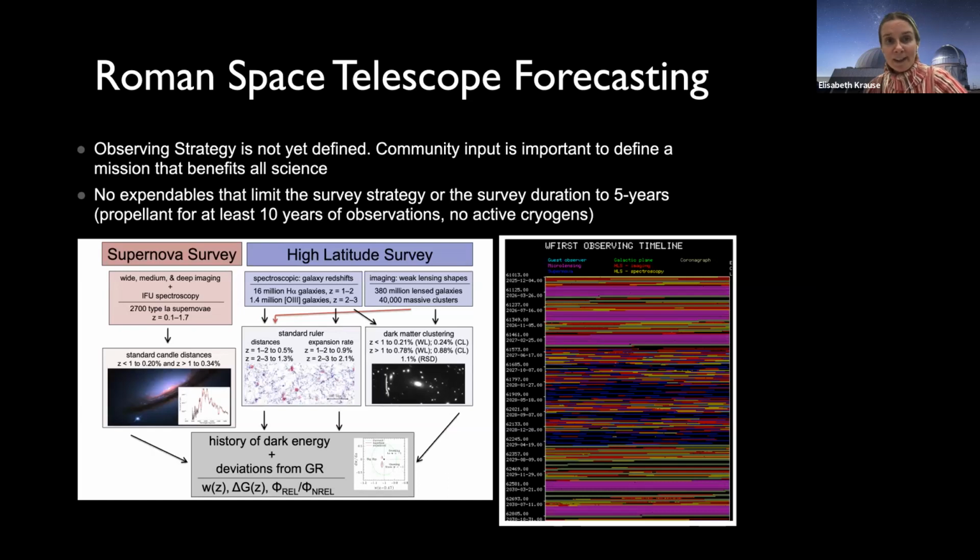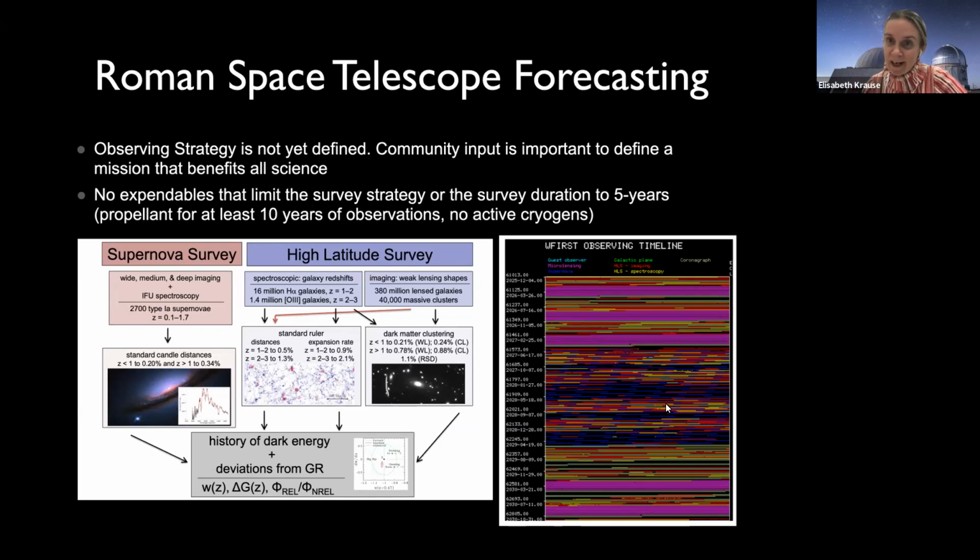I want to go into some more detail here now on the forecasting for the Roman High Latitude Survey, where the important point is that the observing strategy for Roman Space Telescope is not yet defined. And community input is still being solicited to define a mission that benefits all science cases. Roman also has no consumables that limit the survey strategy or survey duration to 5 years. Propellant is there for at least 10 years of observations, and there are no active cryogens.